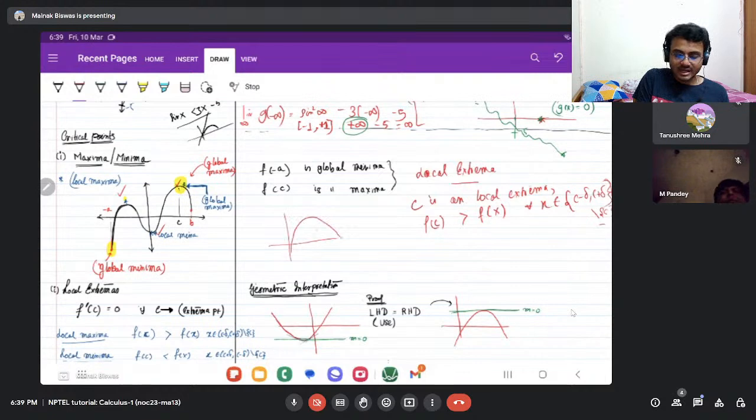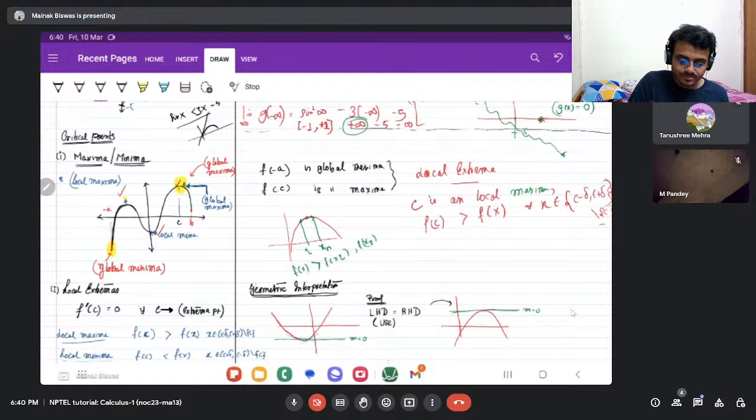So you have a point like this. You'll agree that if you go slightly to the left of this maxima and slightly to the right of it, these values are lesser, right? Both x left and x right are less than f of C, right? Agreed?